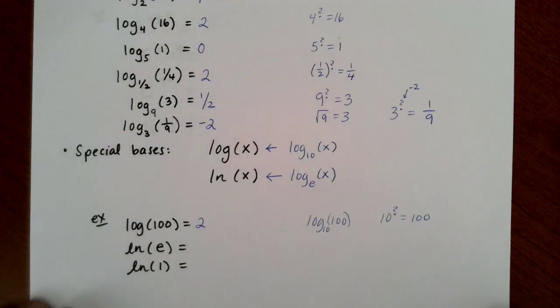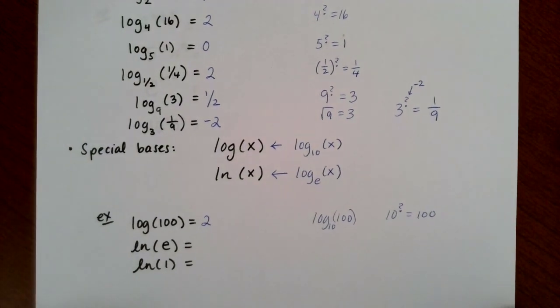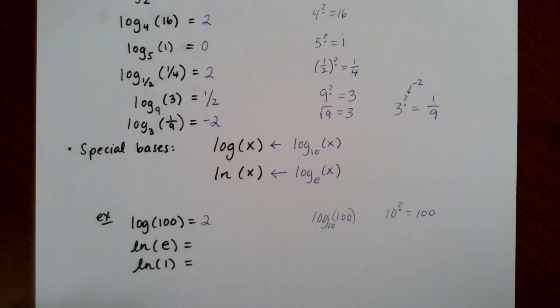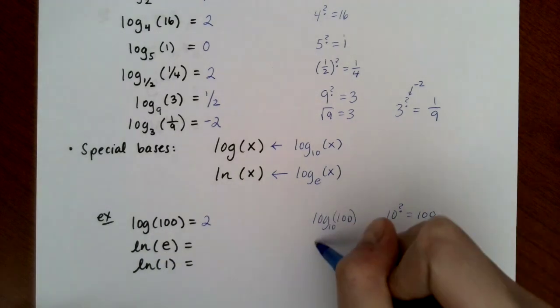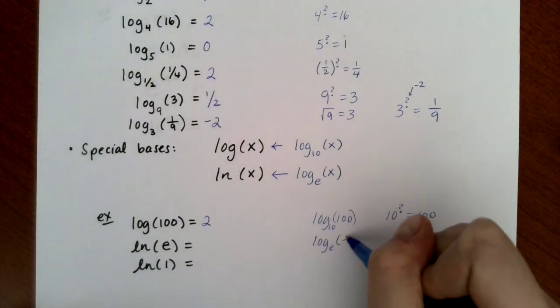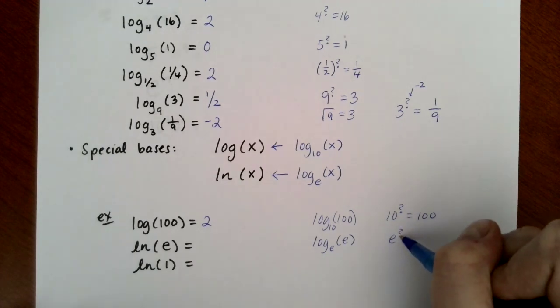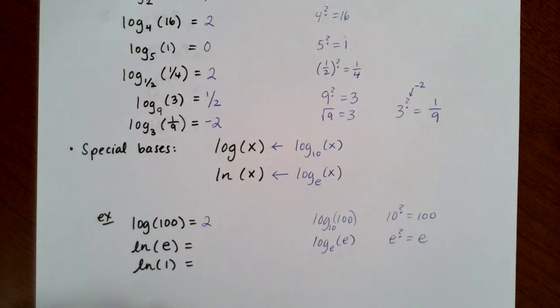Natural log values are tougher to compute without a calculator. There's only a handful that we can really do anything with. This is some of them. So ln of e, this is the same as log base e of e. So we're saying e to what power gives itself? Well, that would just be 1.